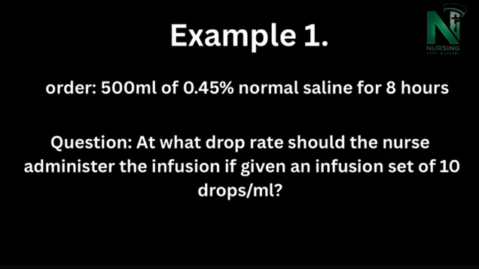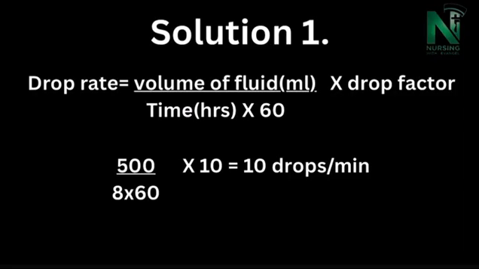So for this first question, we have 500 ml of 0.45% normal saline, that is the half strength, to be administered for 8 hours using an infusion set of 10 drops per mil. Let's head back to our formula and see how it goes. The formula is the amount of fluid in mils divided by time multiplied by the drop factor. The amount of fluid we have for this question is 500 mils, so we write that down. 500 mils divided by 8 hours. To convert 8 hours to minutes, we multiply by 60. So we have 500 divided by 8 times 60. Then multiply by the drop factor, and the drop factor here is 10 drops per mil.